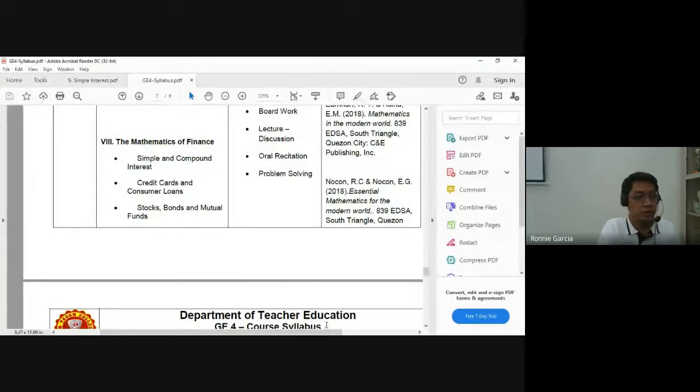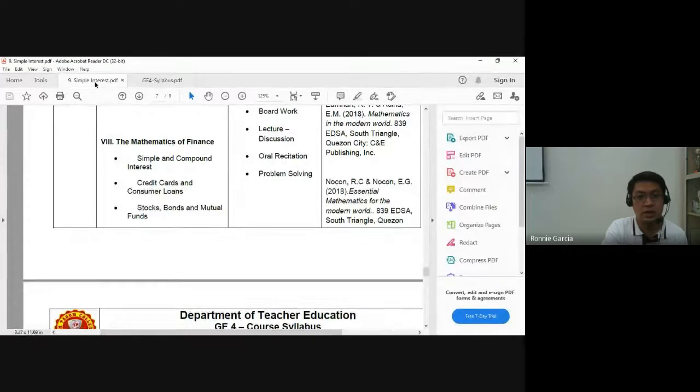The syllabus I'm sharing with you right now, your syllabus, we are now on part 8. This is almost the last part of our session of our GE4 class. We will be talking about the mathematics of finance. As expected, part of our lesson under this topic will be simple and compound interest. For this afternoon, we will be dealing with simple interest.